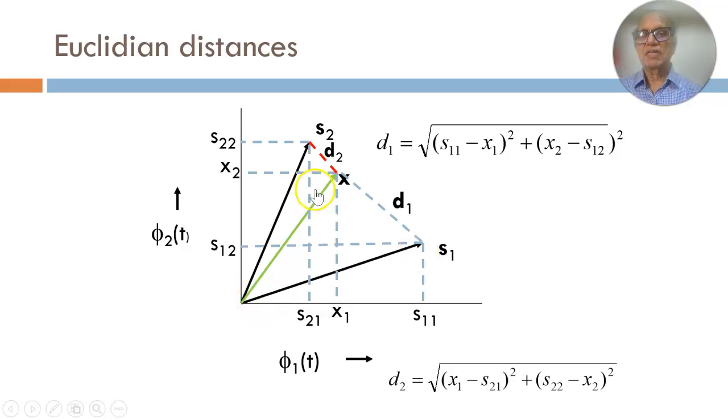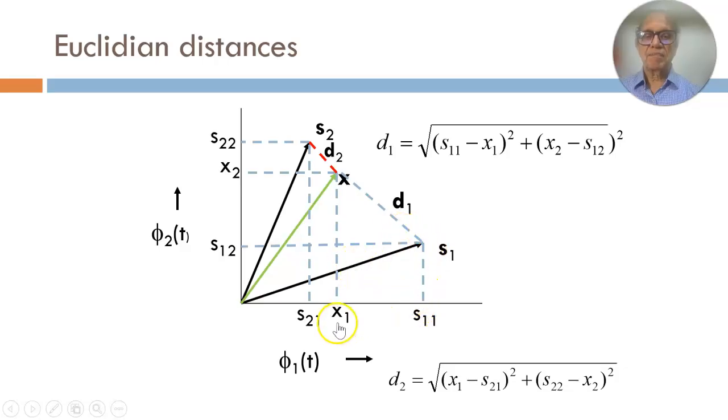This is S1, this is S2. In general, there can be many, but right now, just to illustrate how to find the Euclidean distance between the received vector and the transmitted vector, suppose D1 is the difference between the received vector and S1. Then notice this is D1. So how do we find this?